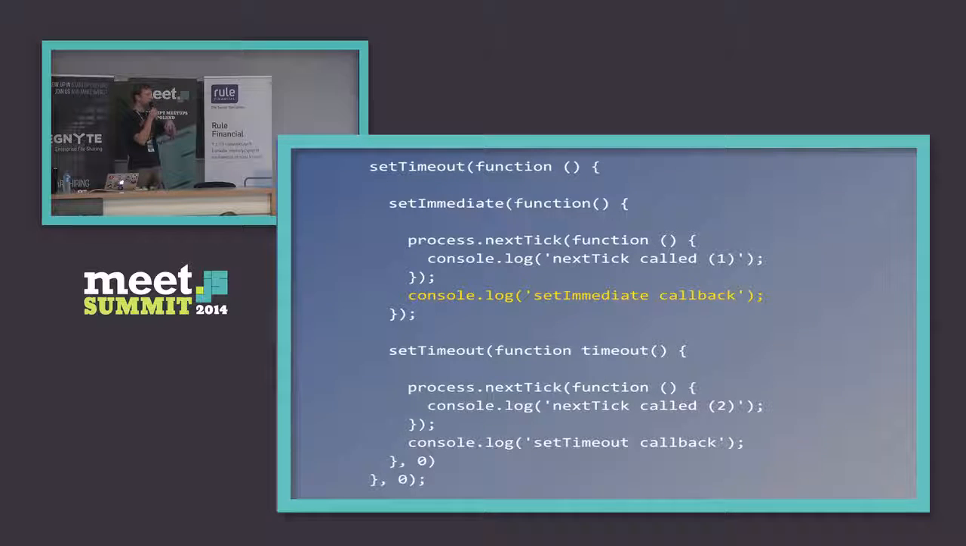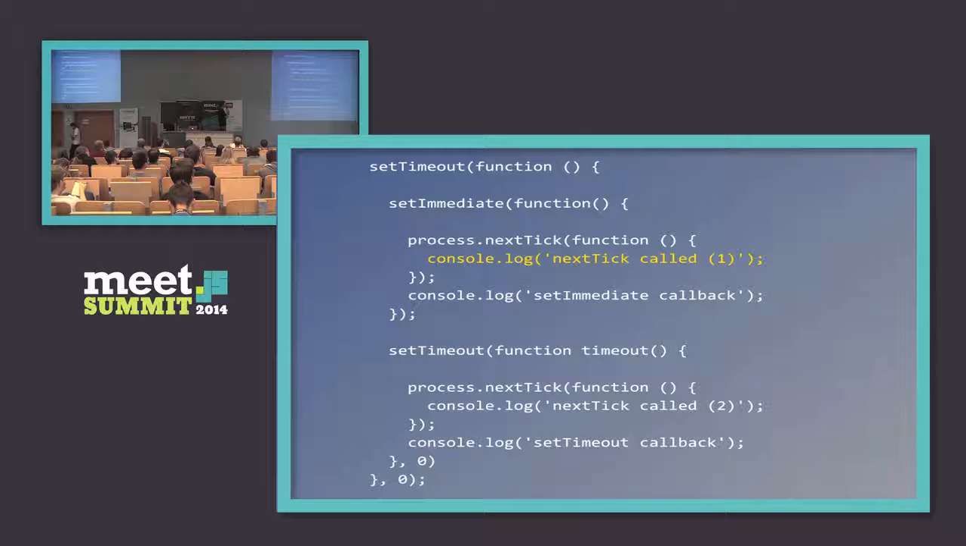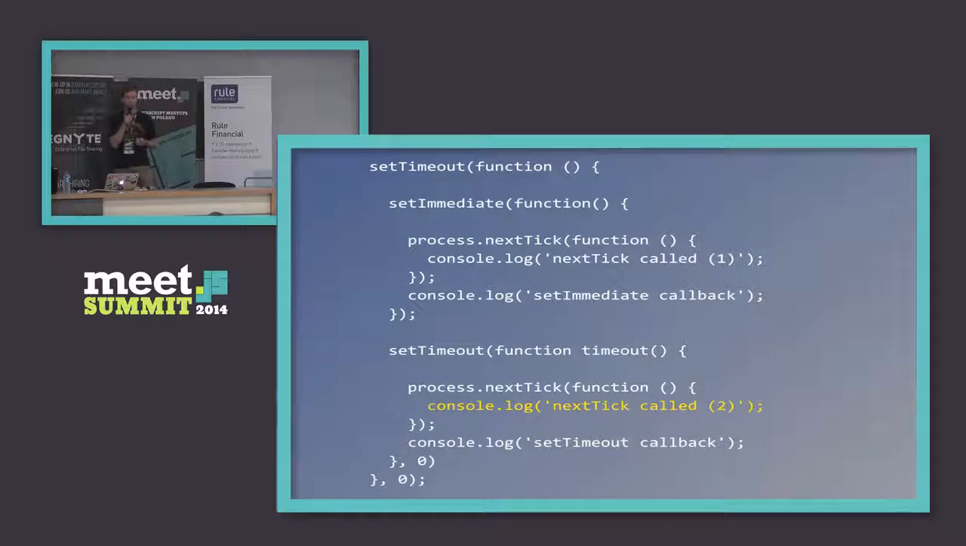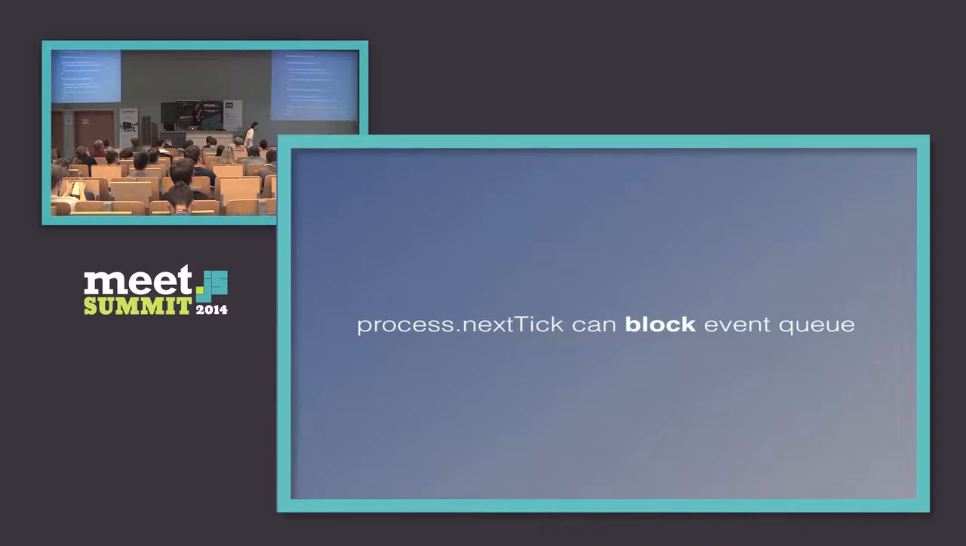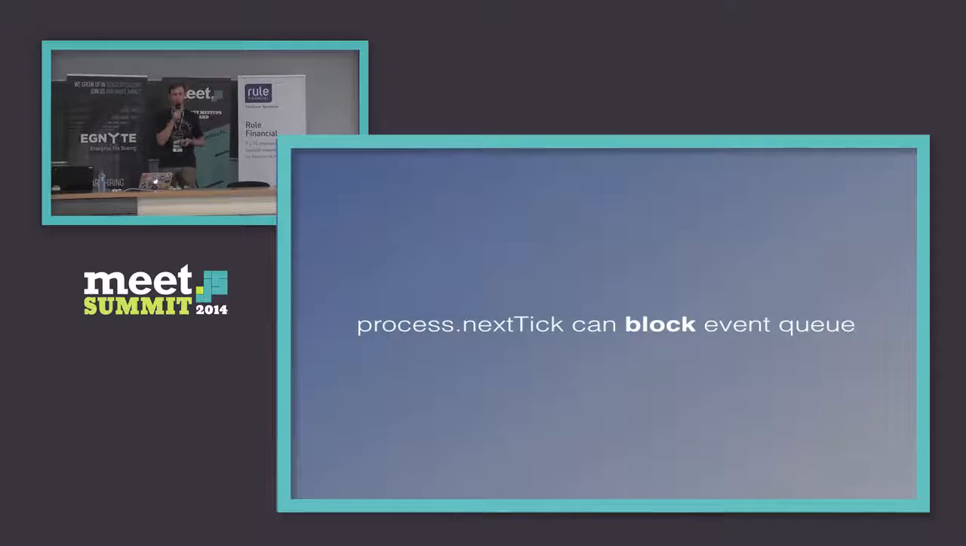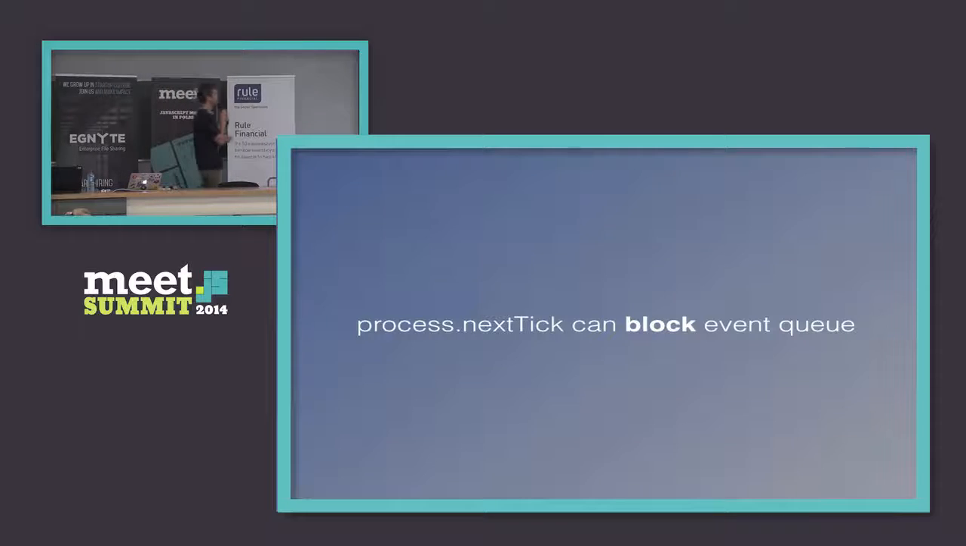So we are running the loop, and this is what will be called first, because the set immediate is at the end of the current loop. So we are calling the console log, then we are calling the console log from inside the next tick. And then we are calling the console log from the timeout, and then the console log from the next tick inside the timer.